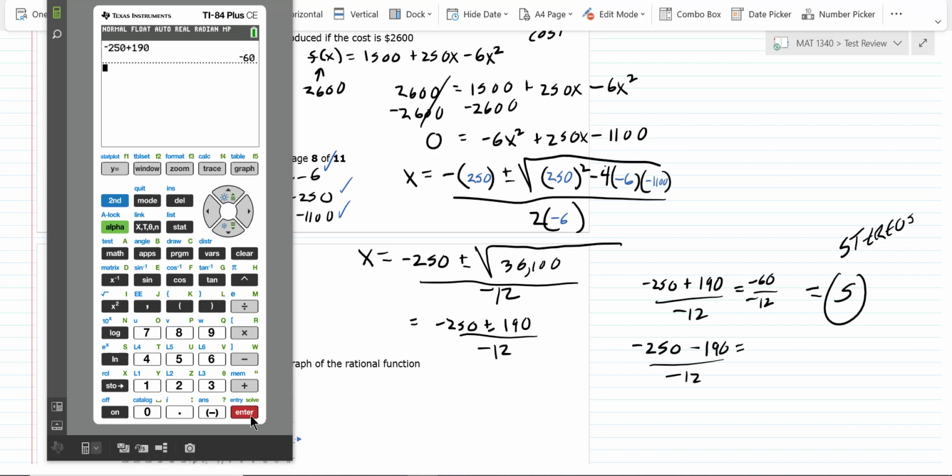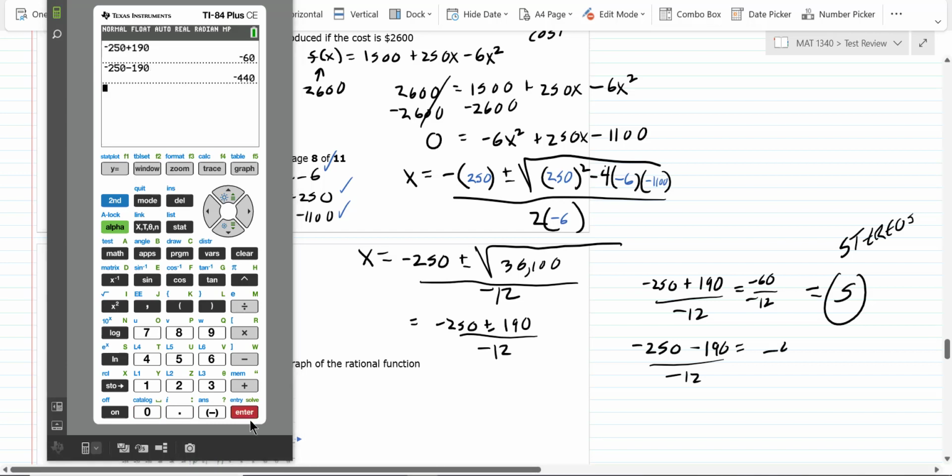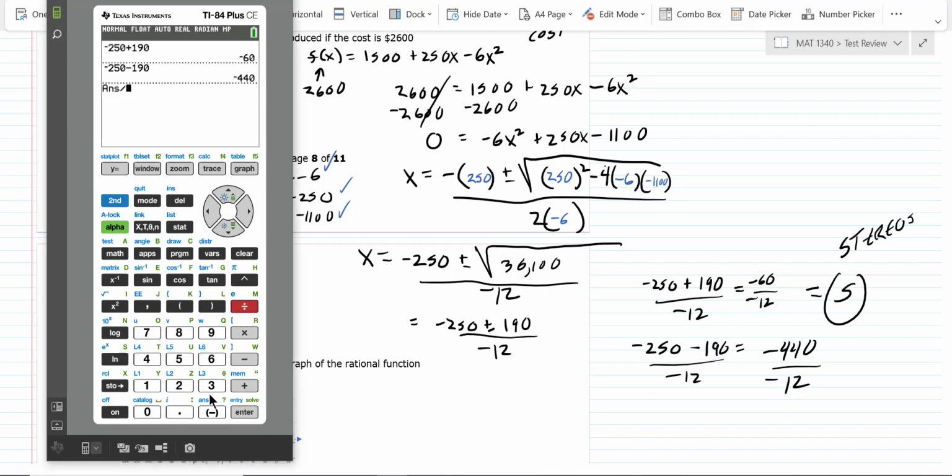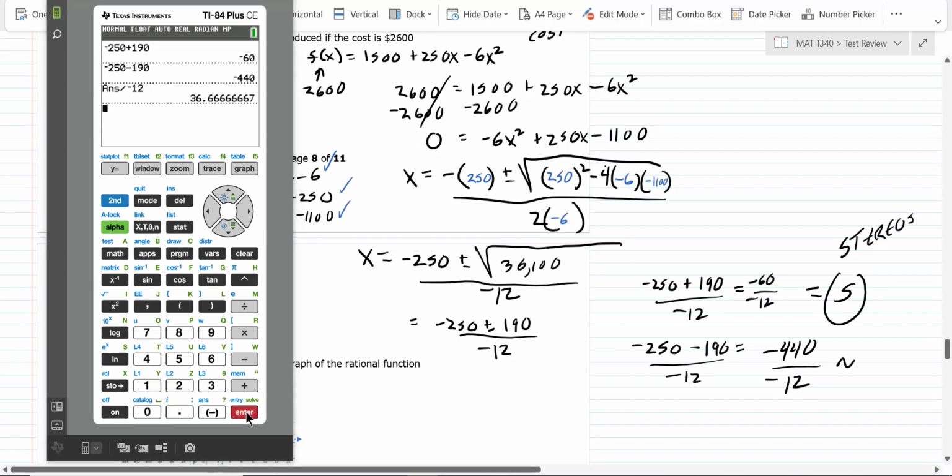Then I do the other one like this. I do negative 250, subtract 190. That gives negative 440 over negative 12. This one will probably be a decimal. So if I just take that number and divide by negative 12, I'm going to get the other answer, about 36.7. We can round it off like that.